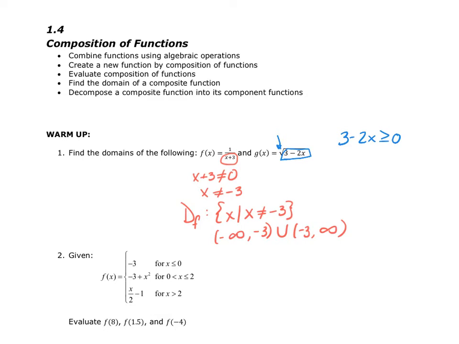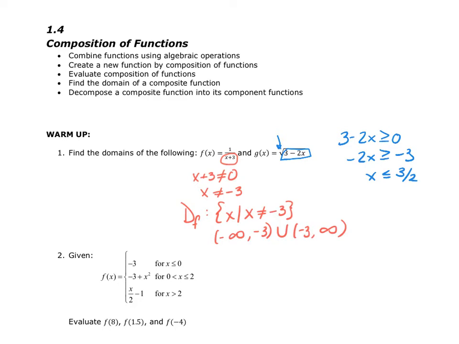So then what I do is I just solve, and I'm going to subtract 3 from both sides. So -2x is greater than or equal to -3. When I divide by a -2, then I'm going to have x is less than or equal to. When I divide by a negative number, my inequality changes direction. So don't forget that. When I divide by a negative number, my inequality changes direction.